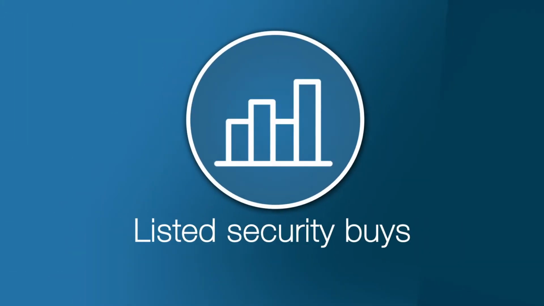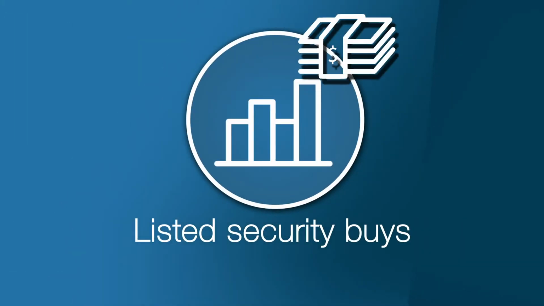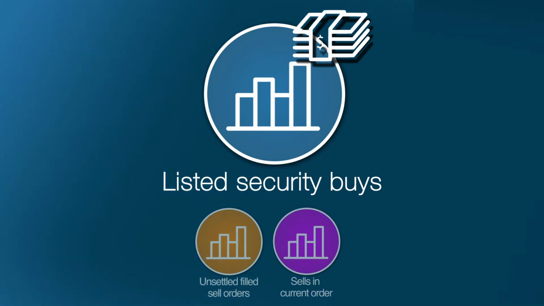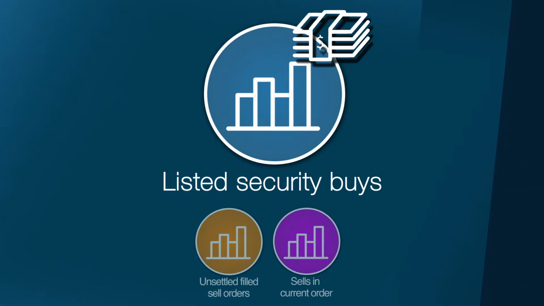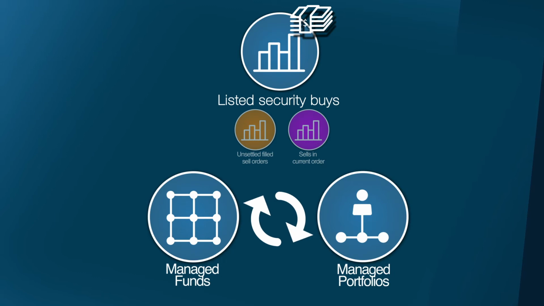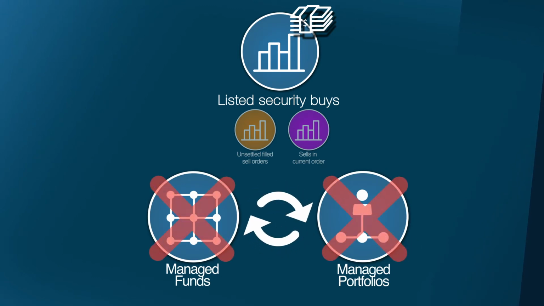For listed security buys, in addition to using available cash, you can also use the value of unsettled filled listed security sell orders, plus any listed security sells in your current order. These can be used as contra to include listed security buys in your current order. Note that pending managed fund or managed portfolio sales cannot be used to queue listed security buy orders due to the mismatch in settlement dates.